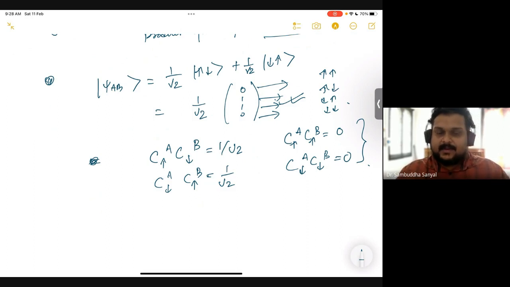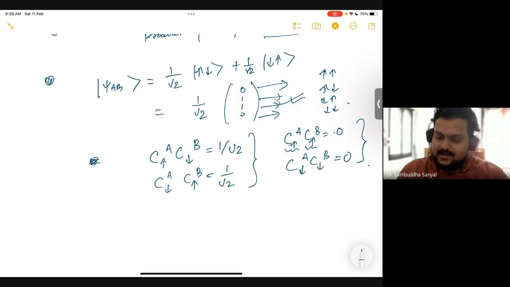If such CAs and CBs exist, then you can say this can be written in such a product form. Now you can easily see such CAs and CBs don't exist. Why? Because if C up A times C up B is 0, then either C up A or C up B is 0. Now, if even one of them is 0, then both of these two cannot be true. Right? Everybody see this?